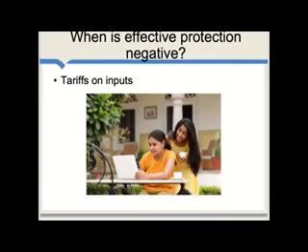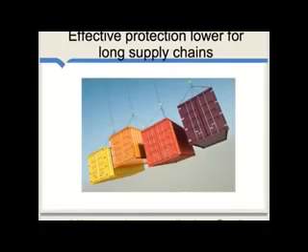The simplest way to think about a negative rate of effective protection is to think about tariffs on inputs. So say a country puts tariffs on computers. Well, computers help produce a lot of goods and services. It could be the case that producer surplus is falling after the tariff is put on computers, and that would be a negative rate of effective protection.